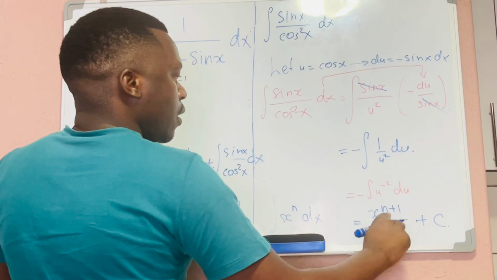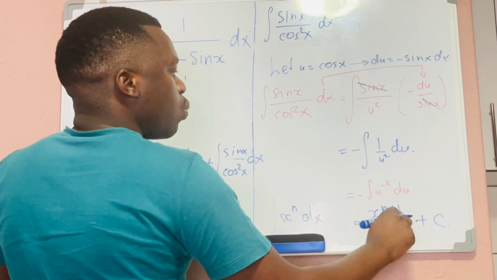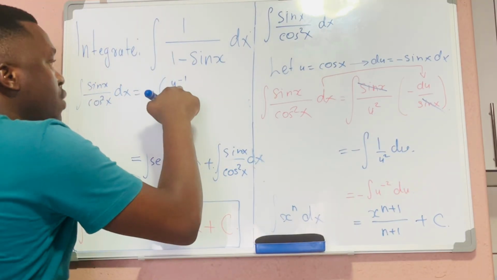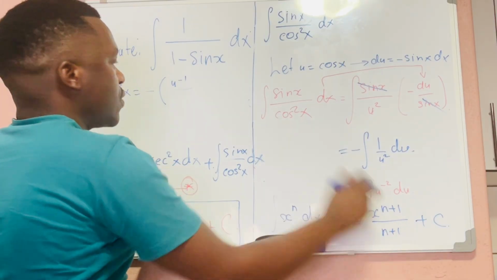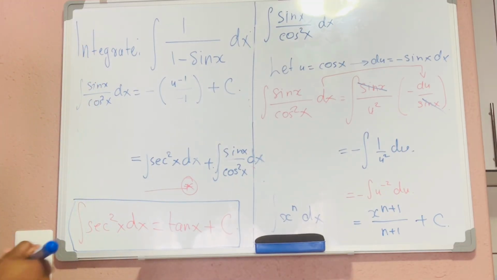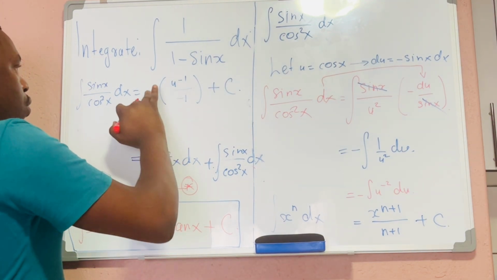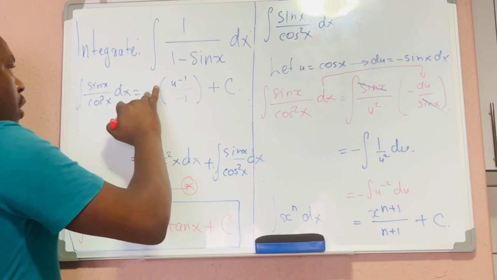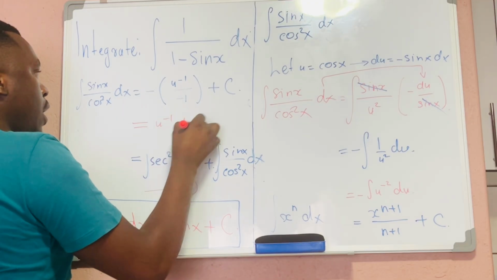So if n is negative 2, adding 1 gives negative 1. So this is what I have here, all over the new power, negative 1. Then we add our constant of integration. We are almost there. If we simplify further, this negative 1 and negative 1 undo each other, so I'll be left with u to the minus 1 plus c.